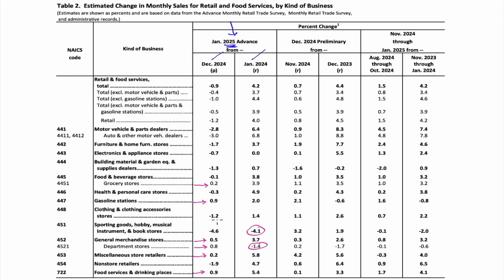What's going on, people? Looking at the year over year, your big drops here are sporting goods, hobby, musical, negative 4.1, and general merchandise stores, the department stores, negative 1.4. But there is no sugarcoating January. That was not a good retail sales report at all.